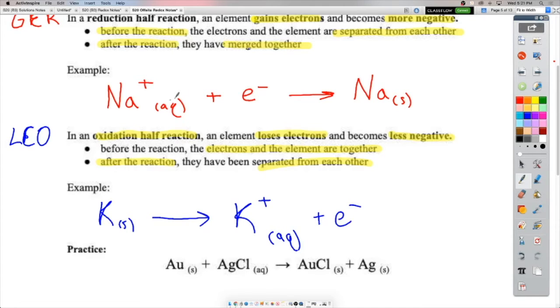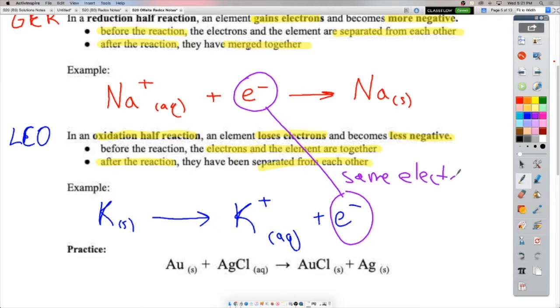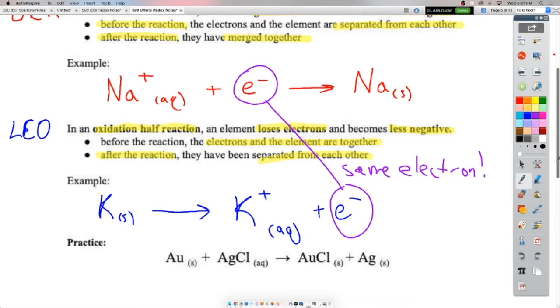Because which electron did sodium gain? Well, the same one that potassium lost, right? So these are the same electron. Whatever potassium lost, sodium gained. So it's the same electron, okay? If these are part of the same full reaction. Put these together, what do you have? You have a full reduction oxidation reaction, or a redox reaction, right? Here's the reduction part, here's the oxidation part, and put them together, you got a redox reaction.